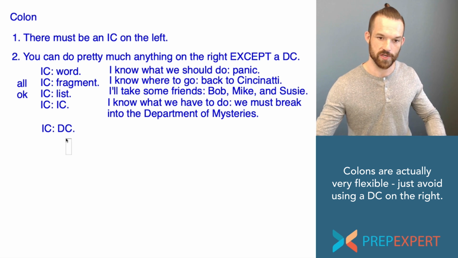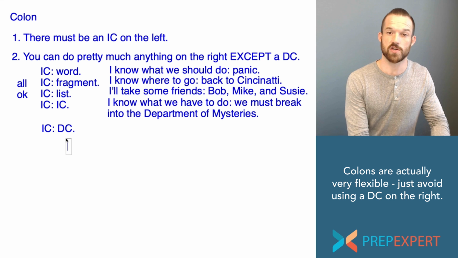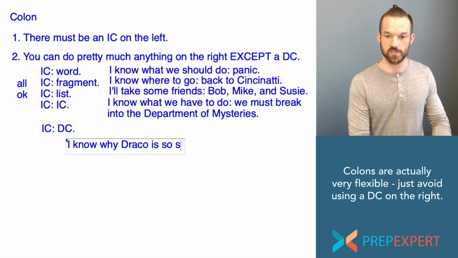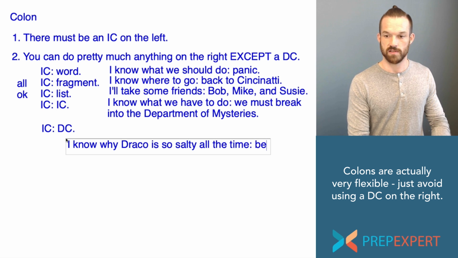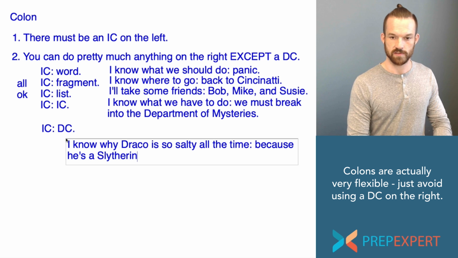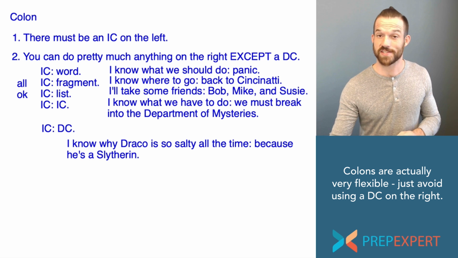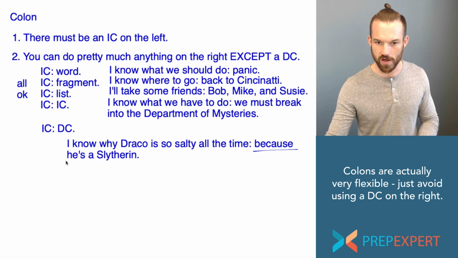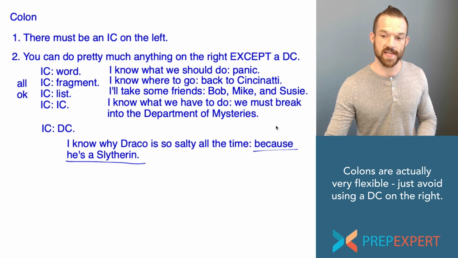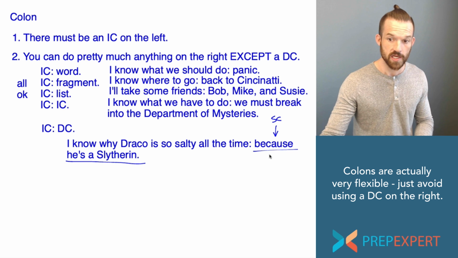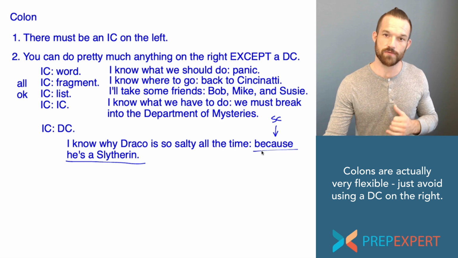What we couldn't do is something like this. Independent clause colon dependent clause. For instance, I know why Draco is so salty all the time: because he's a Slytherin. Who could blame him? But the bottom line is this is grammatically incorrect because we have a dependent clause on the right side of a colon. You can tell because that dependent clause begins with the subordinating conjunction because. You can't have a dependent clause on the right side of the colon.